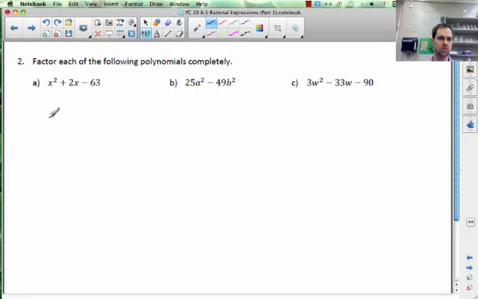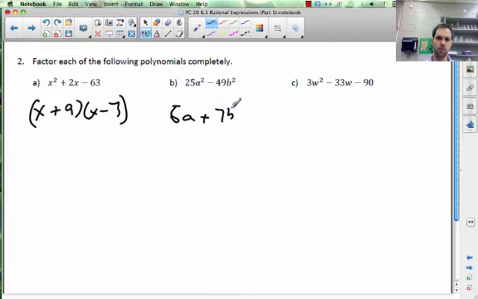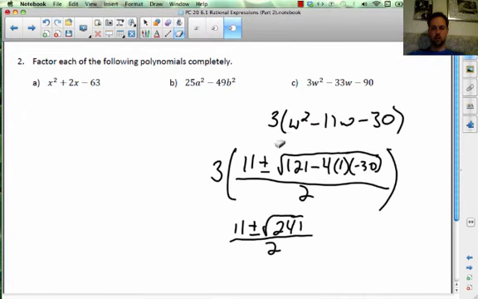Okay, factor each of these completely. You can do this by now, I think. 9 times 7 is 63, so we go x plus 9 times x minus 7. And you're done. This is a difference of squares, perfect square difference, and we get 5a plus 7b times 5a minus 7b.